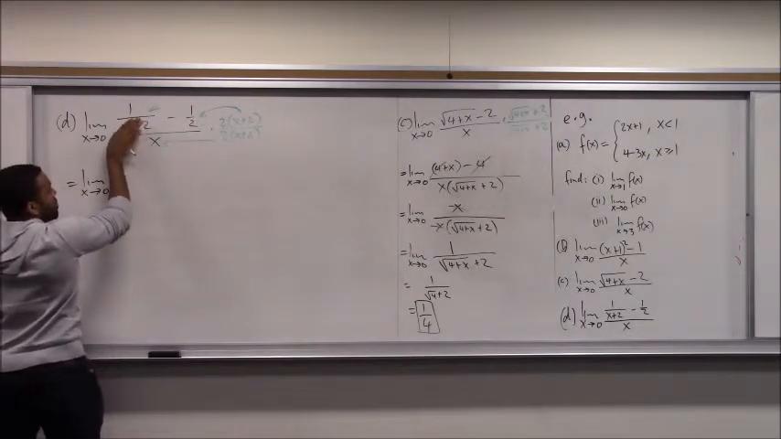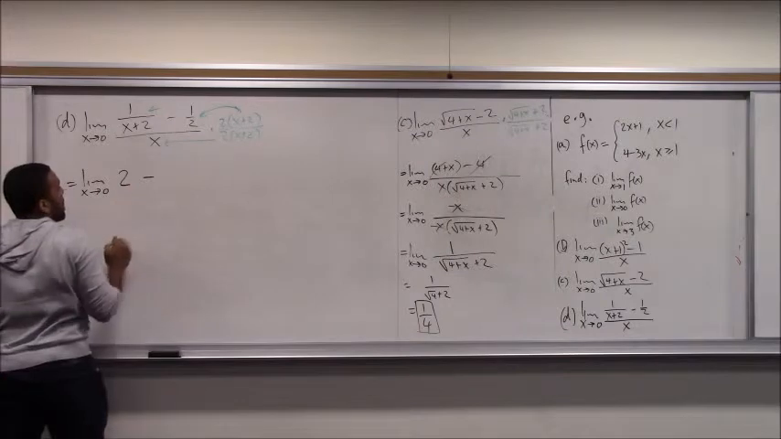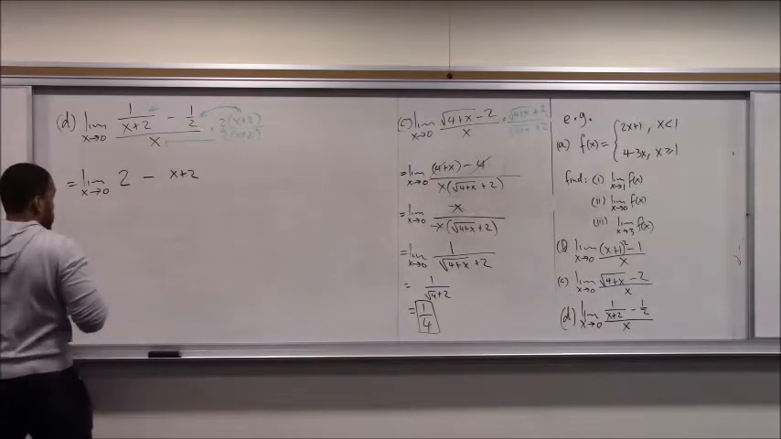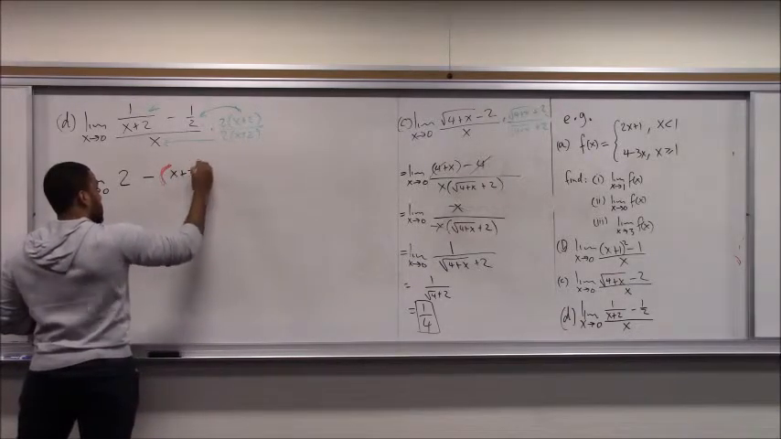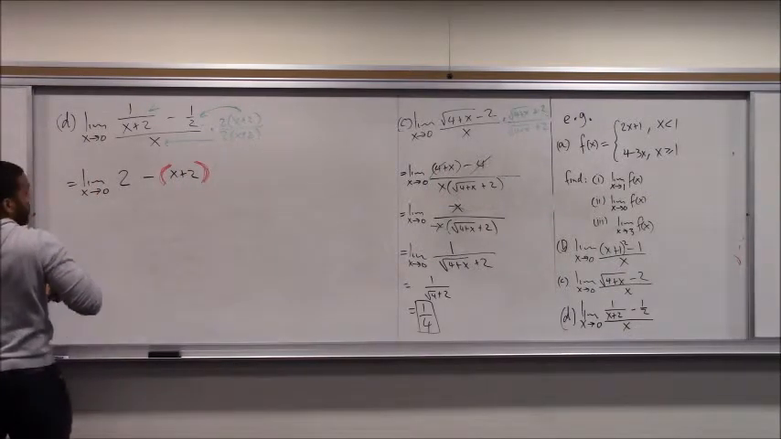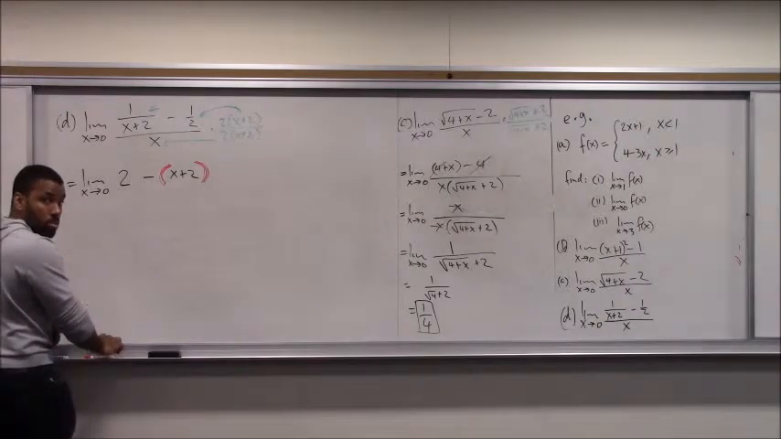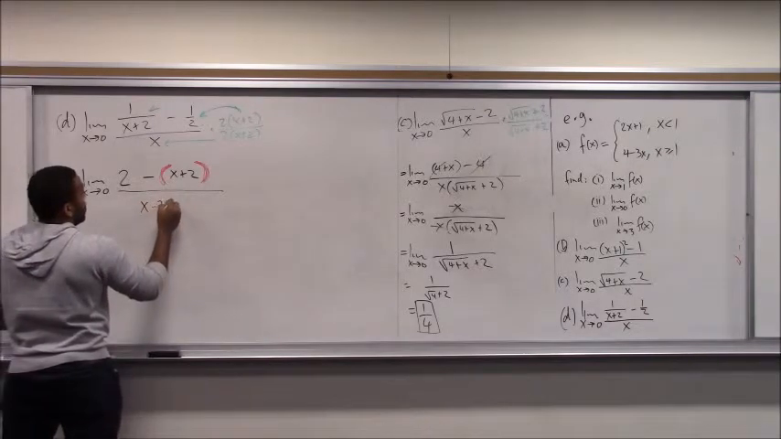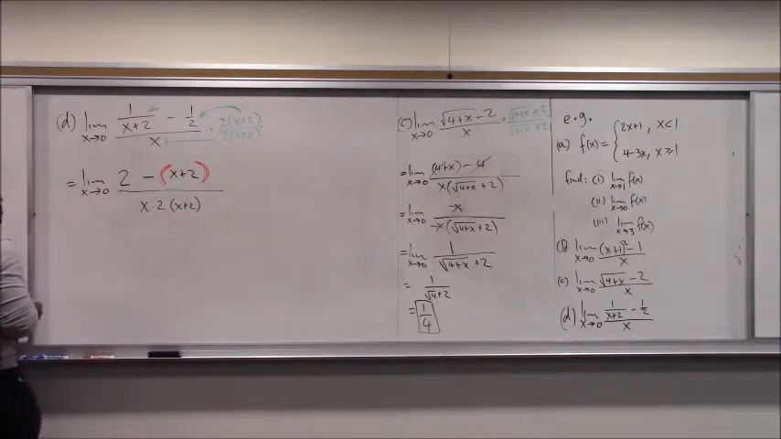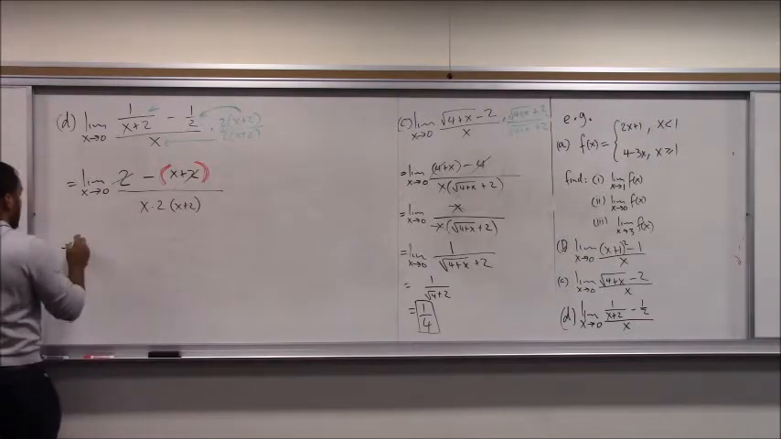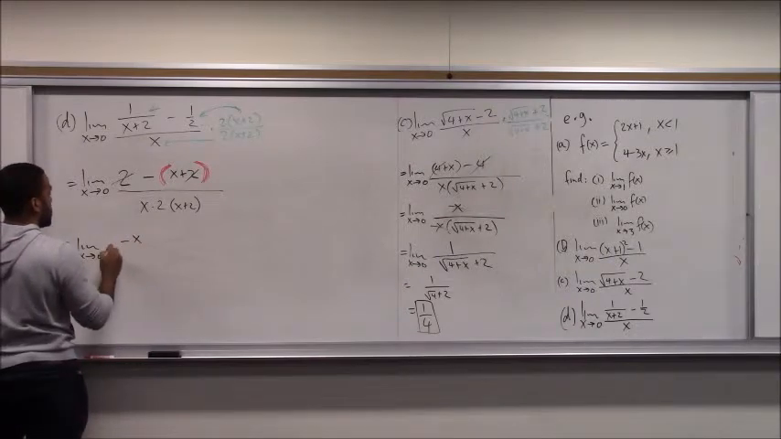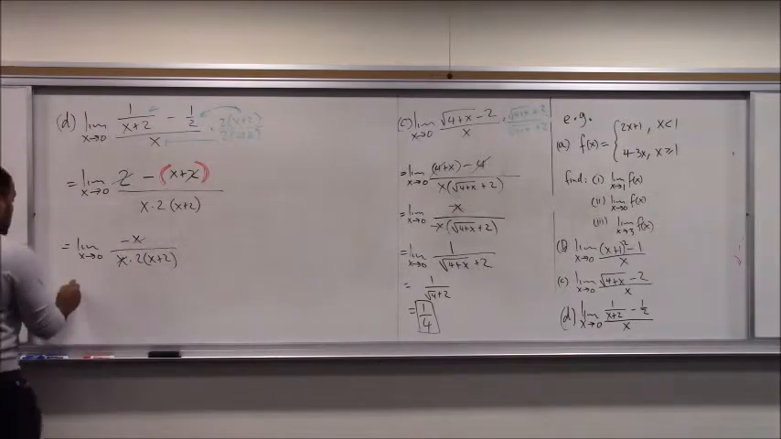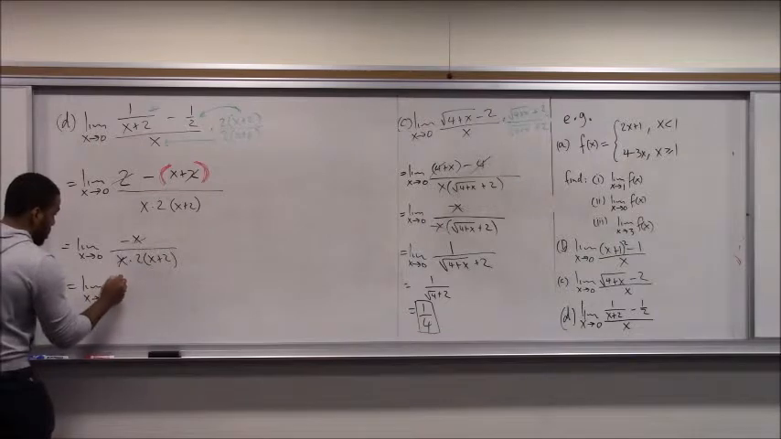Multiply this by the first one, the x plus 2's cancel, you're just left with a 2 minus, multiply this by that, the 2's cancel, you're left with an x plus 2. It is very important that you remember there should be parentheses here. x plus 2 over, now this is just x times 2 times x plus 2. Now in the top, the 2's are going to cancel, and you'd be left with minus x over x times 2 times x plus 2. At this point, you can cancel the x's, and now you can actually plug in x equals 0.